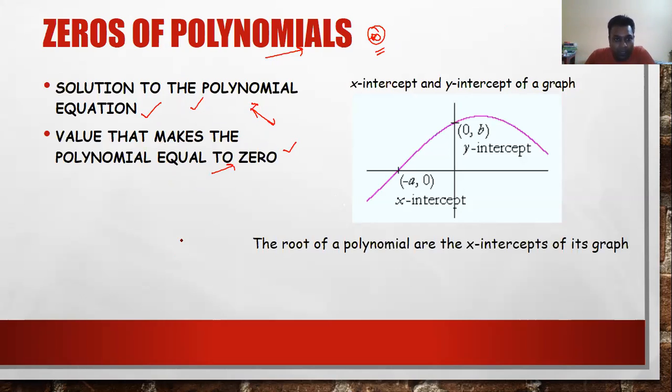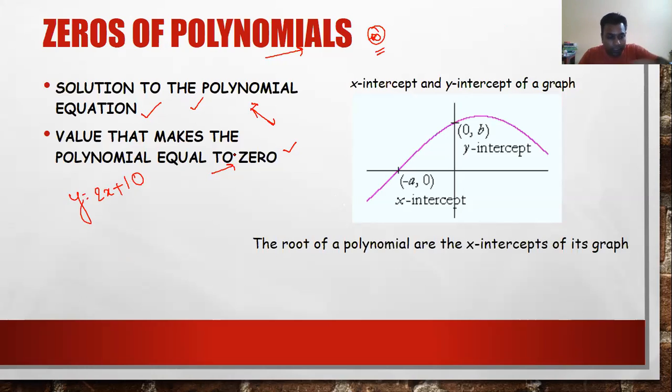Now we'll try to understand with a very simple example. I take a polynomial y equal to 2x plus 10. Now, a solution to the polynomial equation, the values that make the polynomial equal to 0, means that if you put that value of the variable in the expression, the expression value comes out to be 0.